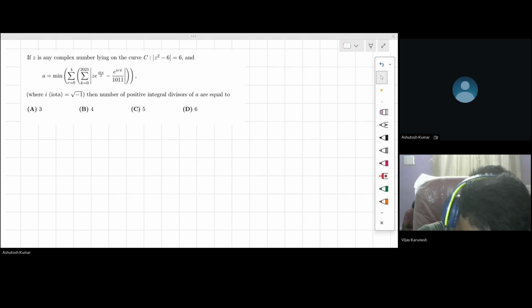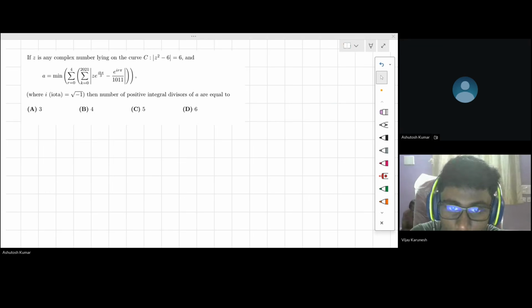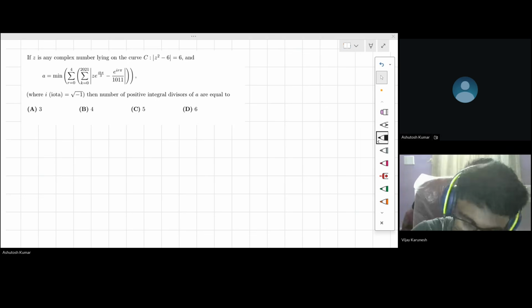See, in this question, what they're asking is, the z square minus 6 mod is 6, and they're asking the minimum value of this quantity. So if you understand it this way, I will solve it in my way, and then again I will also discuss what the students in the class suggested to do. There's also a very smart method.